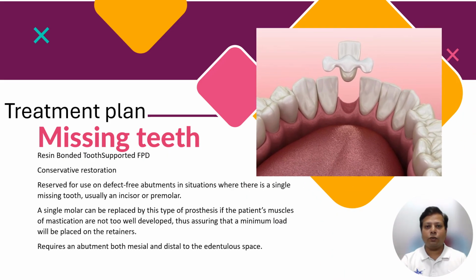Resin bonded tooth supported fixed partial dentures are a convenient option as they are more conservative in nature. Generally, this is used in a situation where there is a single missing tooth, either an incisor or a premolar. A molar can be replaced with this type of prosthesis if the patient's muscles of mastication are not too well developed, thus assuring that the minimum load will be placed on the retainers. But ideally, they are given only in lower incisal regions or upper lateral incisor regions, where the force is least in our oral cavity.